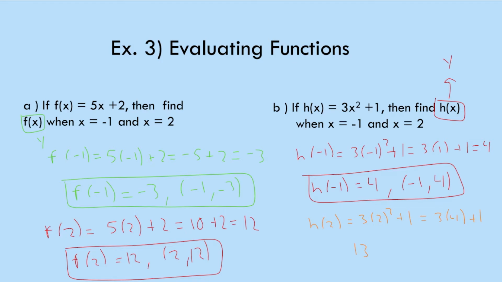That's my y. But how do I write it in function notation? It's going to be h of 2 is equal to 13. Or if I wanted to write it as a coordinate, it would be 2 comma 13. And that would be my final answer. This time, I just put 13 on the bottom because I was running out of space. But these are the different ways you could express your answer and still be right.